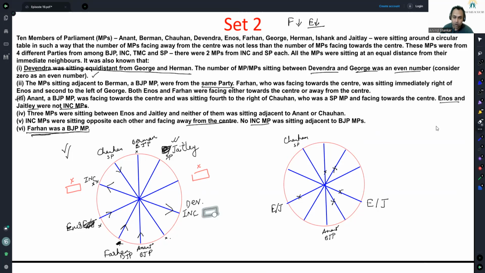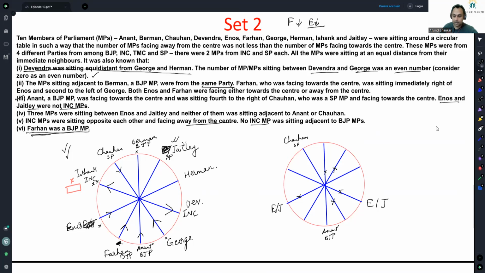And now I have to place George and Herman in such a way that they are equidistant from there. The only 2 spots that are left are where George and Herman can be. Additionally, I know Farhan had to be second to the left of George. So the person here has to be George, and George is also facing inwards. Only then would Farhan be second to his left. And I would have Herman here. Now there is only 1 person left. That 1 person left is Ishank. He is from INC.